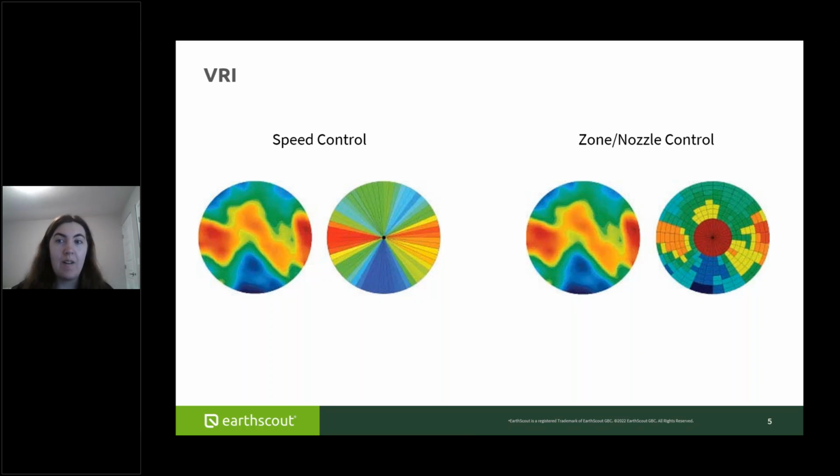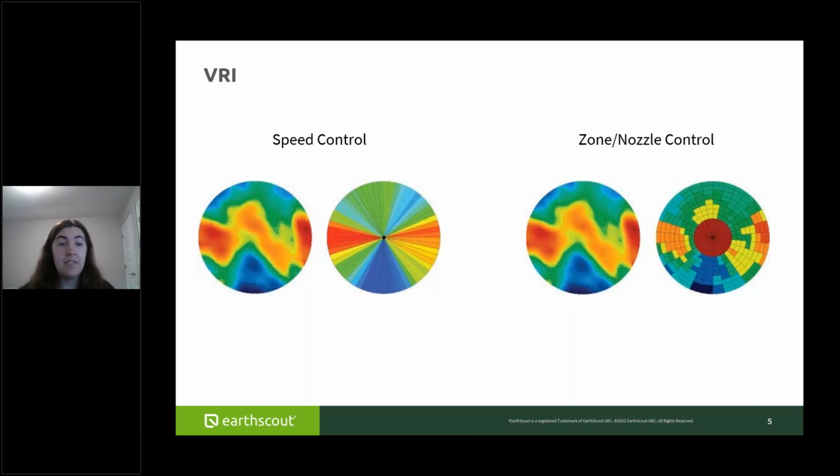So a little bit about VRI is a strategy that some pivot users put into place. It's a precision ag technology that focuses on putting the right amount of water on at the right time and at the right location. And it gives pivot users the ability to change water application across the field to address any specific crops, soil types, or any other conditions that might be occurring out in the field.